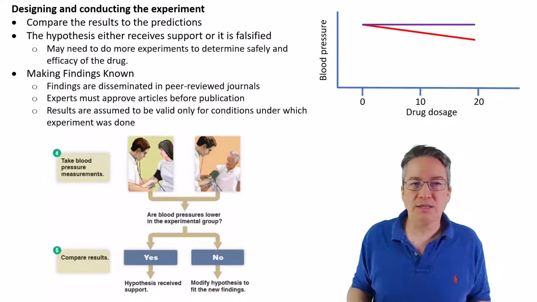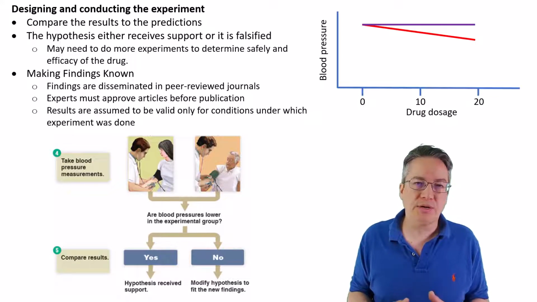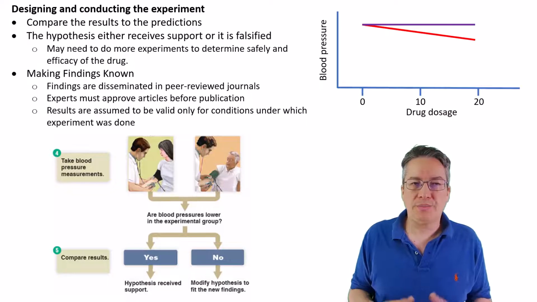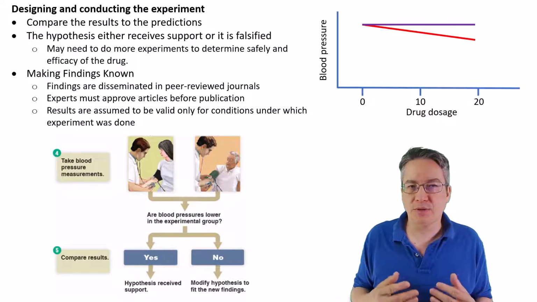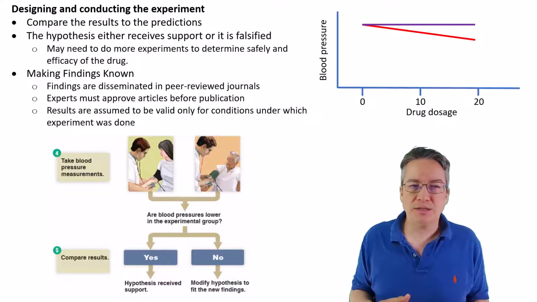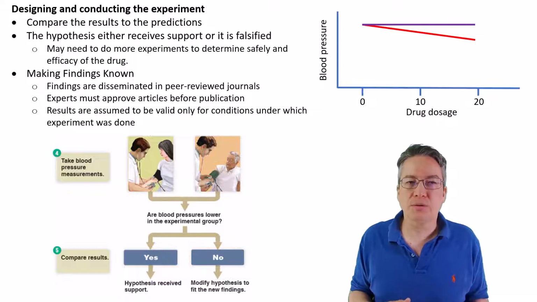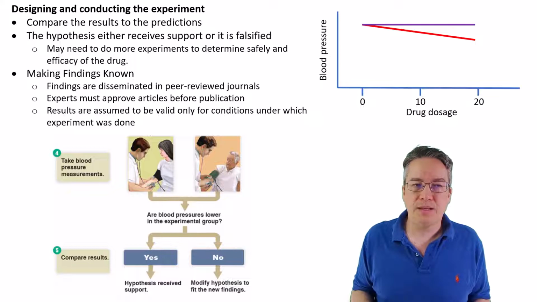Okay, so finally, let's move on. So we've set up our study. Now what we do is we measure blood pressure. Let's say we do it every day. And then we're going to compare our results with the predictions. And there's really a couple possibilities of what can happen here. The hypothesis can either receive support or it can be falsified.